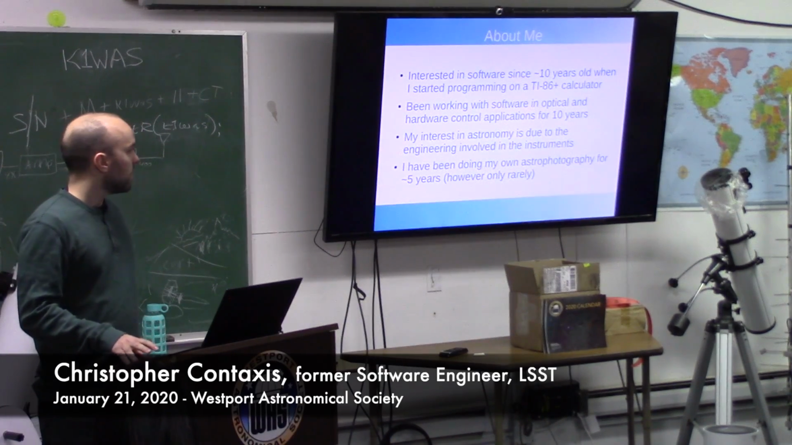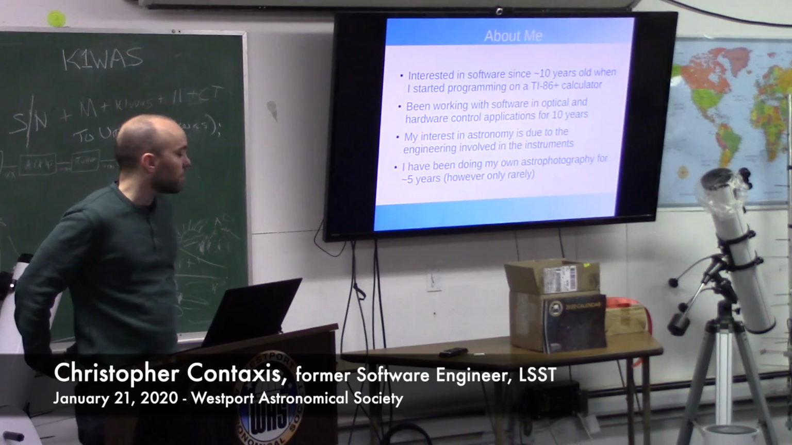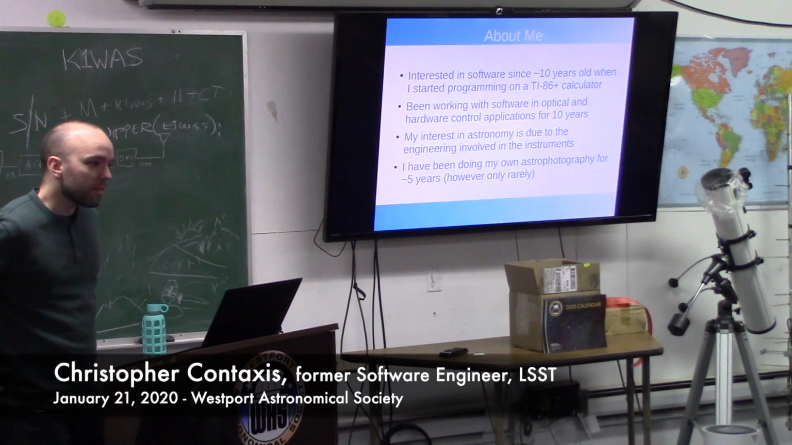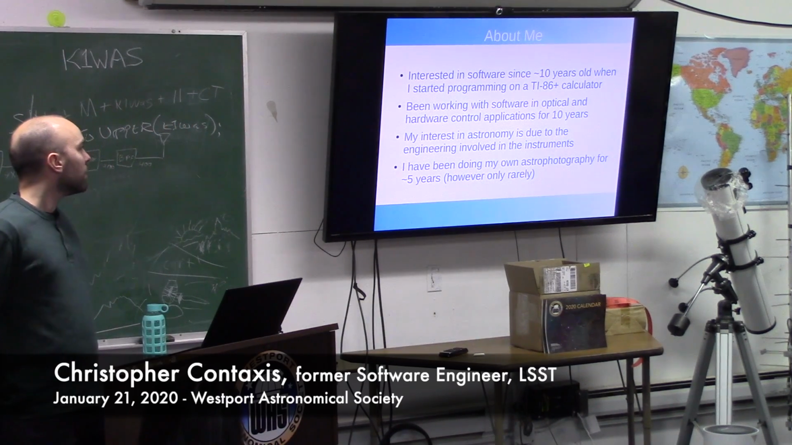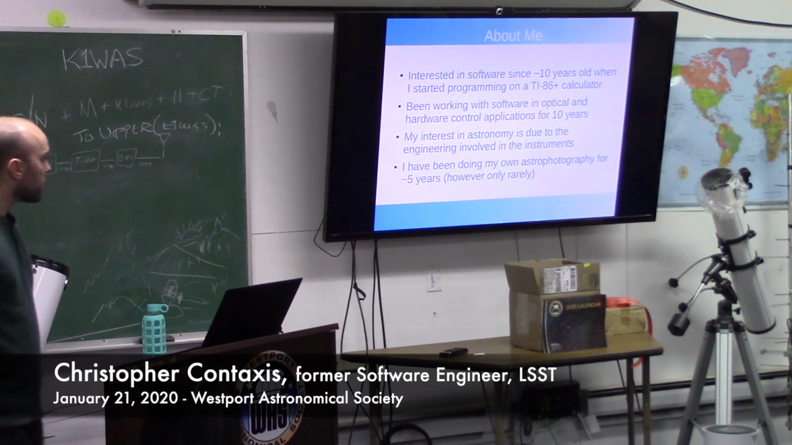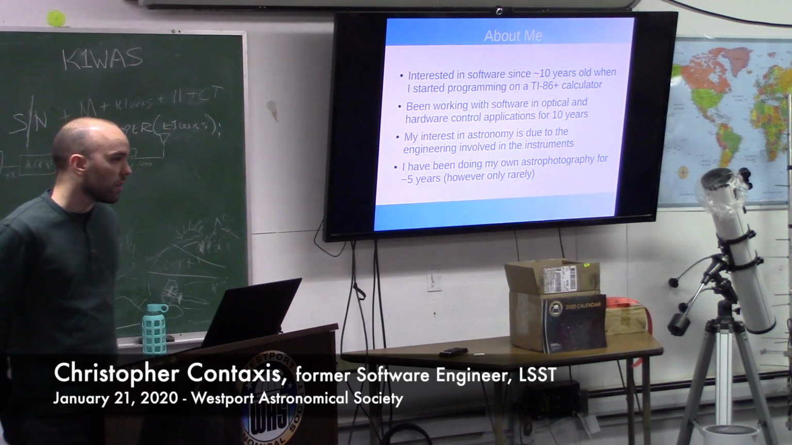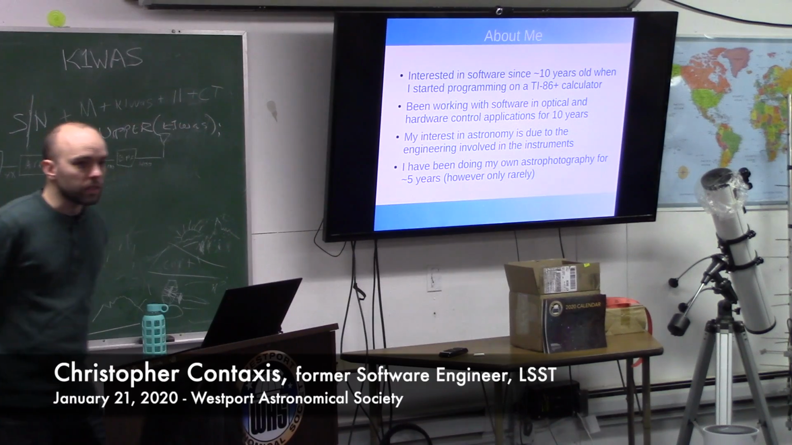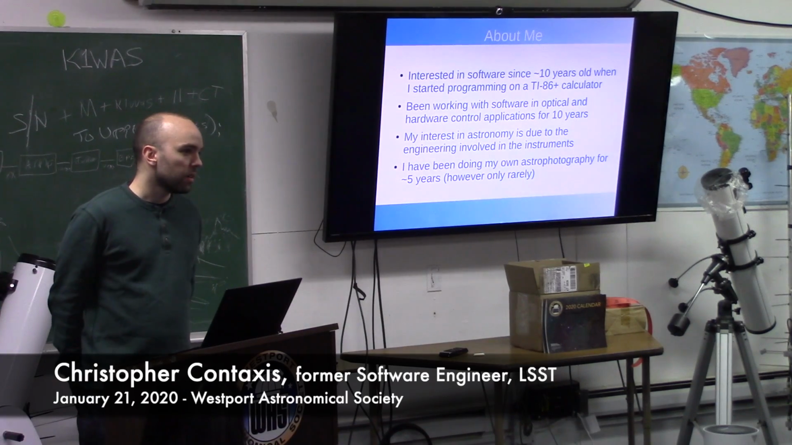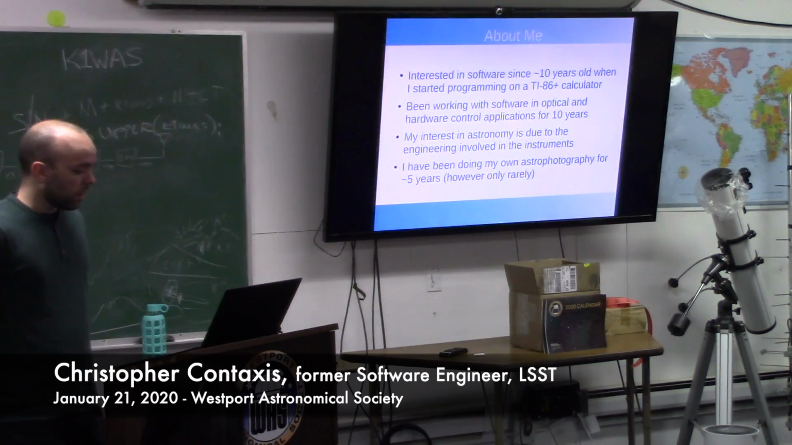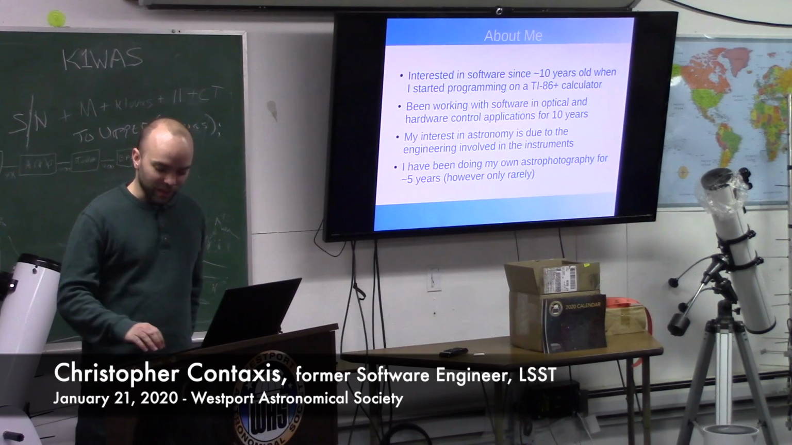So I've been interested in software since roughly 10 years old, when I got a TI-86 Plus calculator, and I determined I could use that to cheat in math by programming all my equations into it. And that's how I started programming. I've been working with software in optical and hardware control applications now for 10 years. My interest in astronomy is largely due to the engineering involved, instrumentation, and the mechanics and making the machine itself work, rather than as much about the science. And I've been doing my own astrophotography for roughly 5 years, however, much more rarely than I would like to.